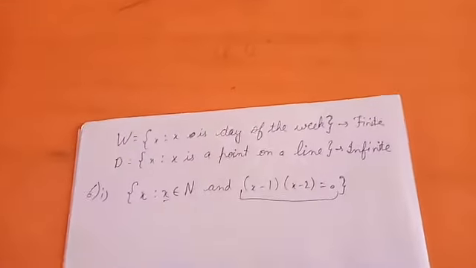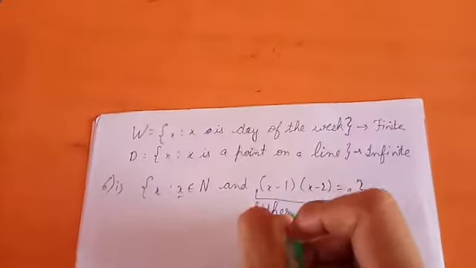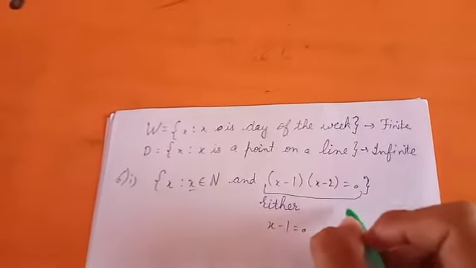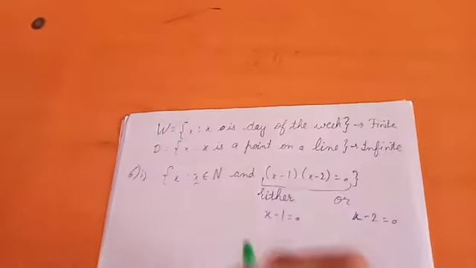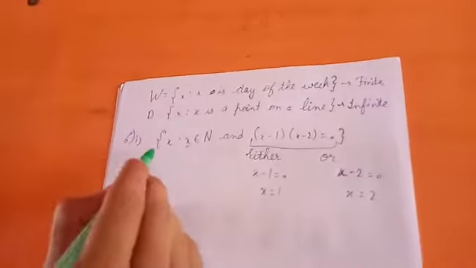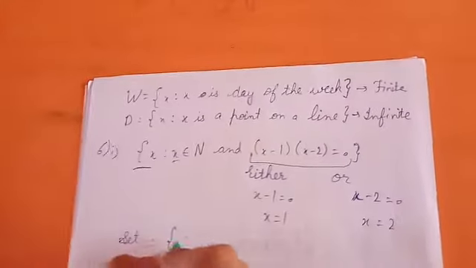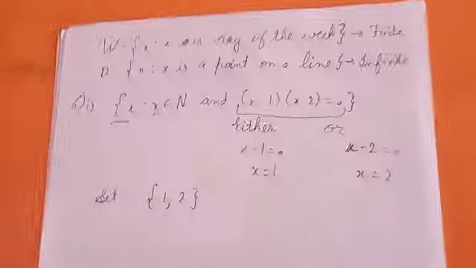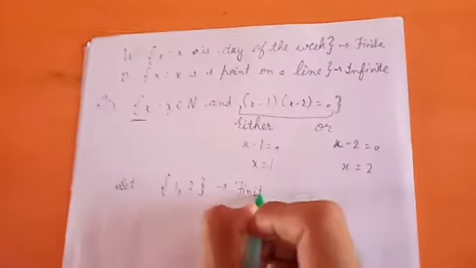Now we know whenever in our quadratic equation it is given to us, then what do we write? We write either x minus 1 equal to 0 or x minus 2 equal to 0. That means x is equal to 1, x is equal to 2. What is our set? Our set is equal to {1, 2}. Only two numbers it consists. So it is a finite set. Okay.